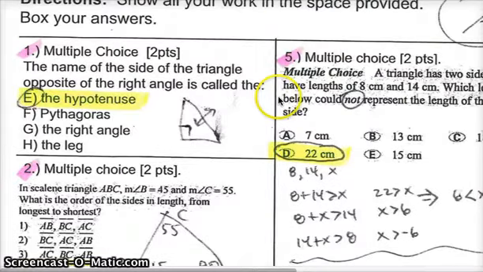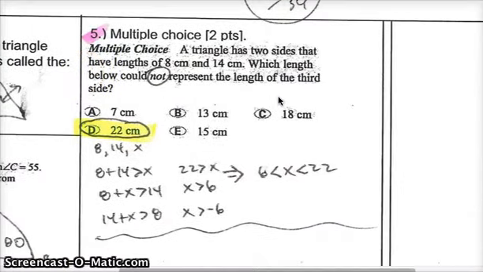Question number 5. Is it going too fast for you? I'll be uploading this and you can watch it later. Multiple choice. A triangle has two sides that have lengths 8 and 14. Which length below cannot represent the length of the third side?